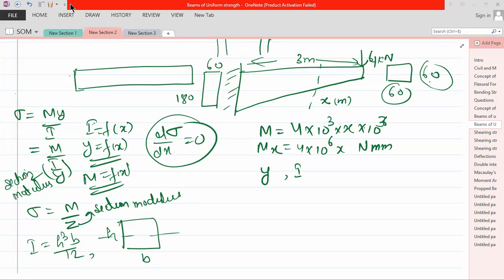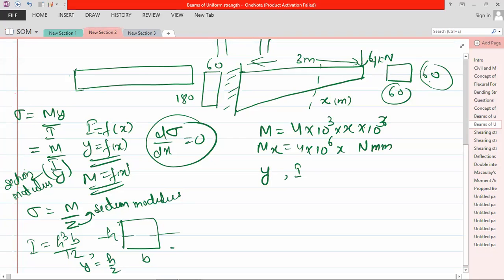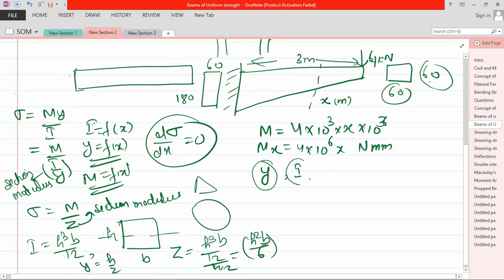Hello. So here we need to find the section modulus. So I'm asking about the section modulus. So I is h cube b by 12, and your y is equal to h by 2. So what is the section modulus for this? h cube b by 12 divided by h by 2. So it will be h square b by 6. Okay. Now the same for the circle also you can obtain. The same for the triangle also you can obtain. Now, instead of individually finding y and I, just obtain Z as h square b by 6.